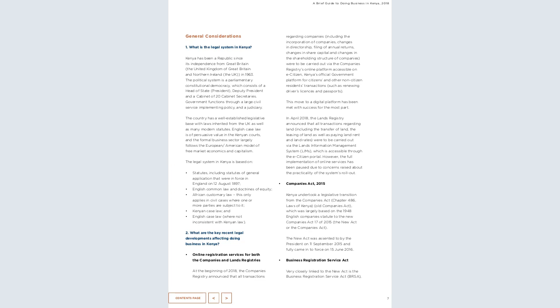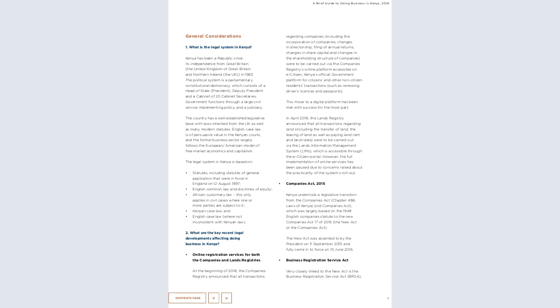In April 2018, the Lands Registry announced that all transactions regarding land, including the transfer of land, the leasing of land, as well as paying land rent and land rates, were to be carried out via the Lands Information Management System, which is accessible through the eCitizen portal. However, the full implementation of the online service has been opposed due to concerns raised about the particularity of the system's rollout.